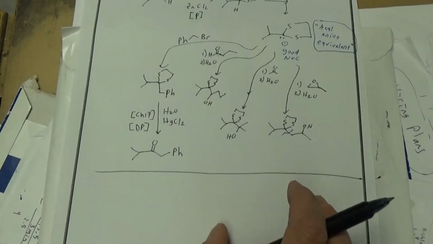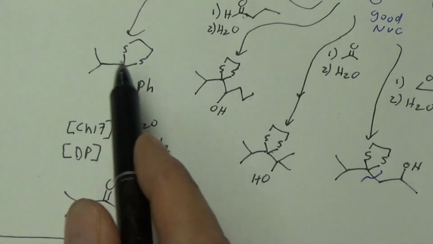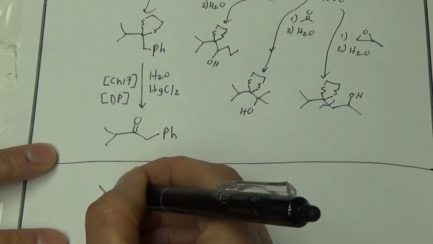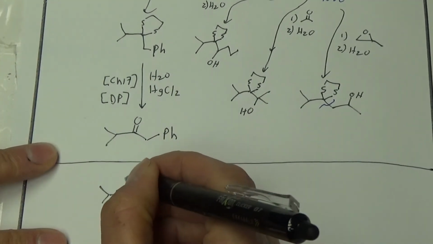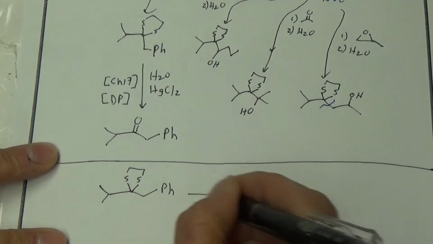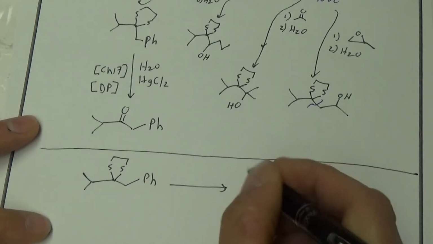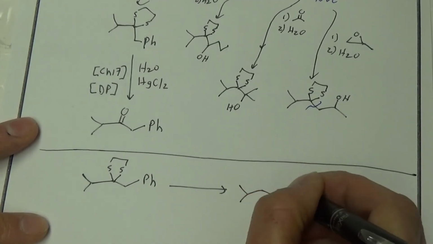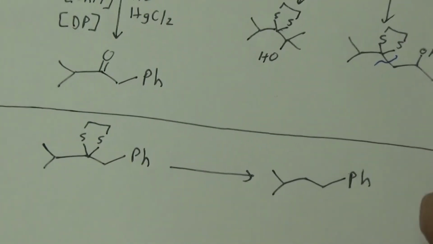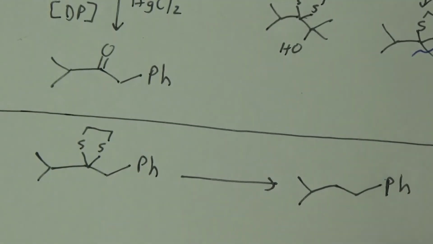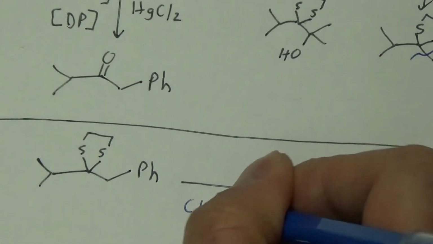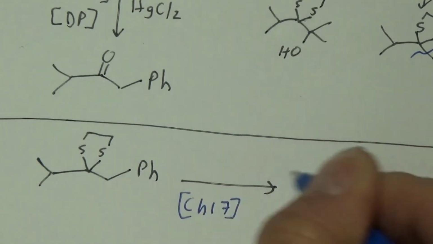I'm going to use this last example, this thioacetal that we made, just to show one other thing to remind you. Another reaction we learned. Is there a way to just wipe off that thioacetal? Let's make that. Remember that? You did learn that. Probably chapter 17, I think. Also chapter 17. Just wipe it off and make an alkane.